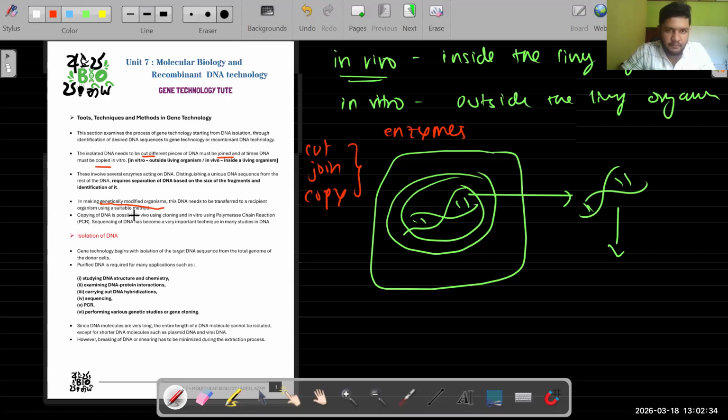Copying of DNA is possible in vivo. In vivo means within the organism, using cloning. If we need to copy DNA within the living organism, we can perform cloning. And in vitro, we can perform polymerase chain reaction, PCR. Have you come across this word, PCR? Not in your syllabus, but in your life. I guess you might have come across this word, PCR. When?